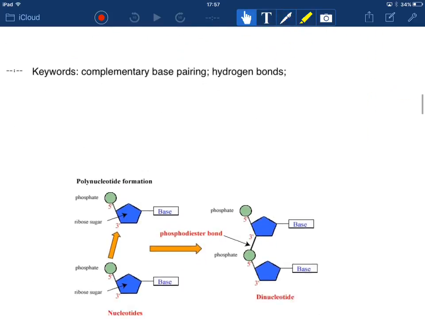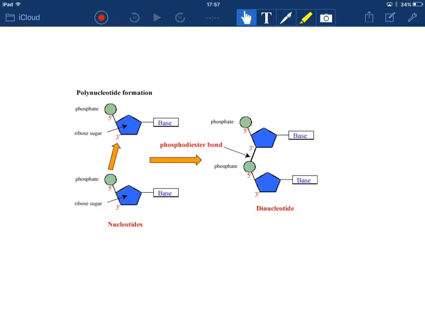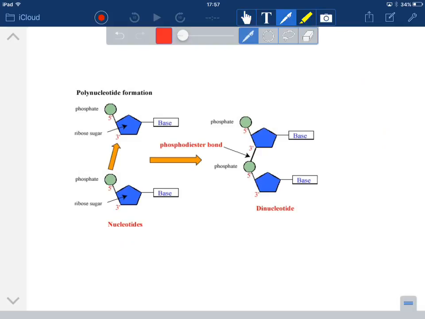Well, they form, keyword, phosphodiester bonds. And each nucleotide is an identical monomer. This is a process of polymerization to form a polynucleotide, and it is, in fact, very simple. Here we have 2 individual nucleotides. They are identical. We've got a phosphate bound to the 5th carbon and a base bound to the 1st carbon.